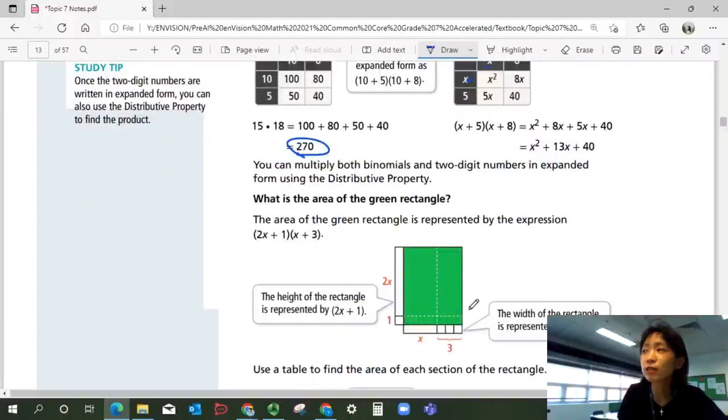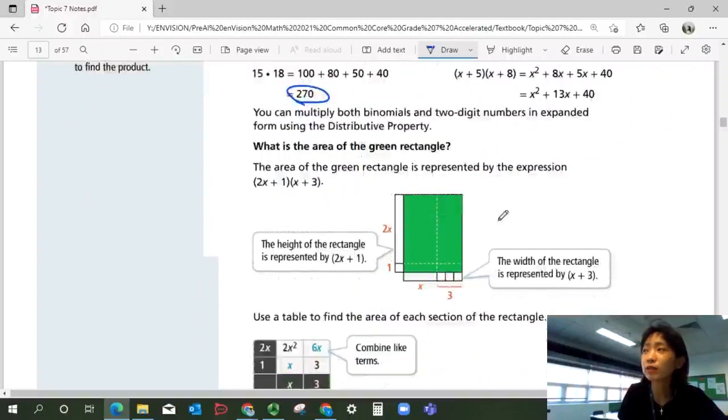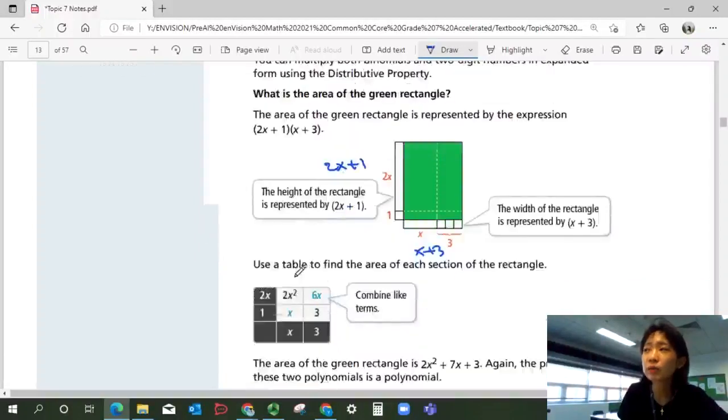Okay, let's look at another example. What's the area of the green rectangle? Your green rectangle has a length of 2x plus 1, right? This segment plus that segment. And then your width is x plus 3. So in order to figure out the expression for the area, you have to multiply these two expressions. Multiply these two binomials by using a table or using the distributive property.